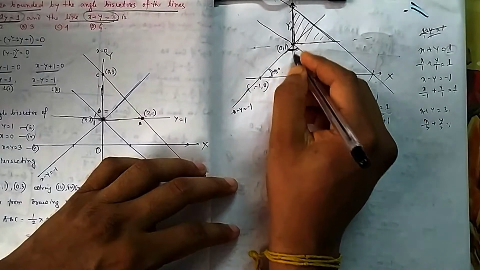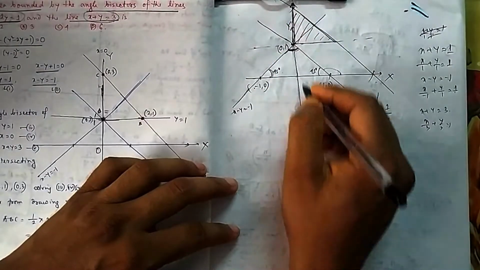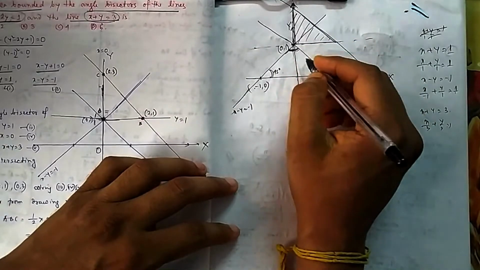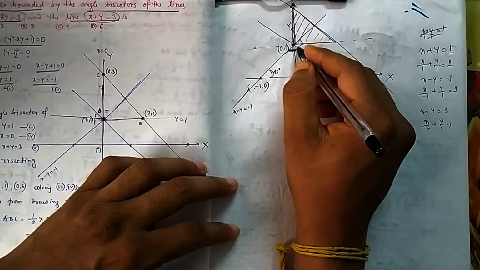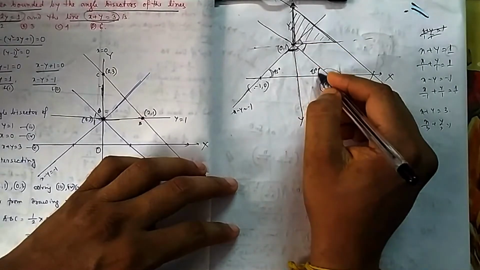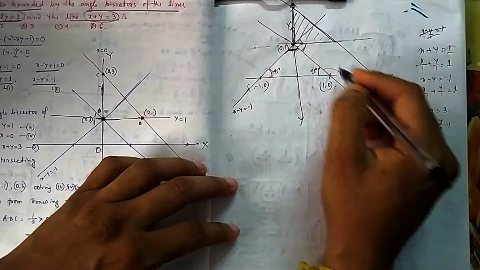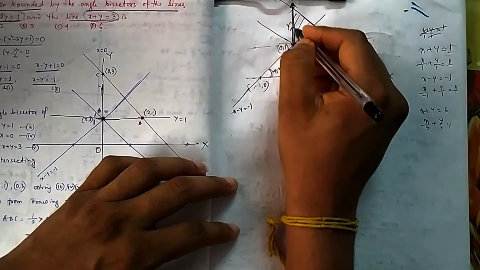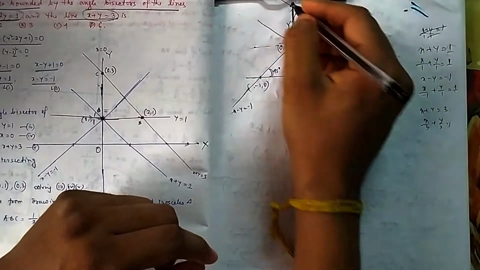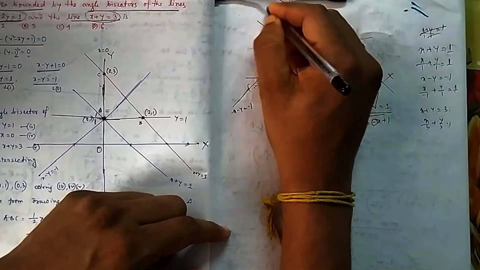Obviously the y-axis will be the angle bisector, one angle bisector. Another angle, because this is 90, this will also be 90, so this bisector will be 45. Because this is 45 and this is 45, this has to be parallel to the x-axis. So you can see, one is parallel to the x-axis, one is the y-axis. And the coordinates are (0, 3) and (3, 0).